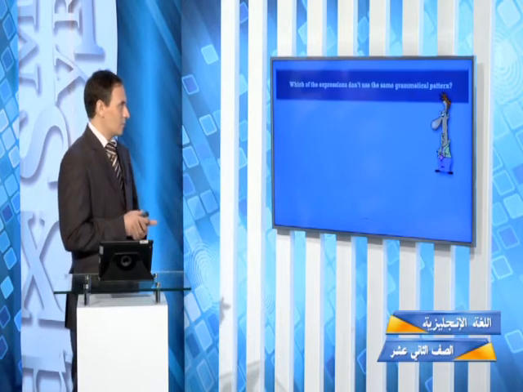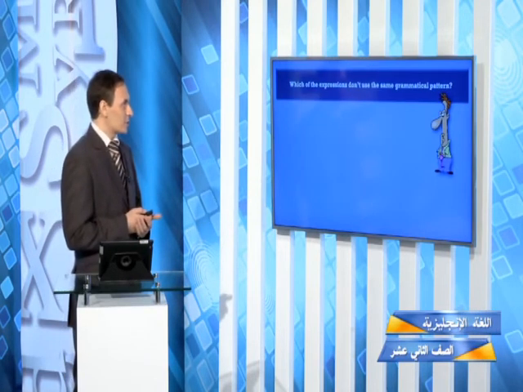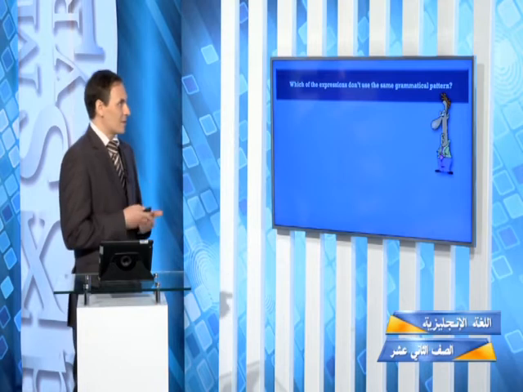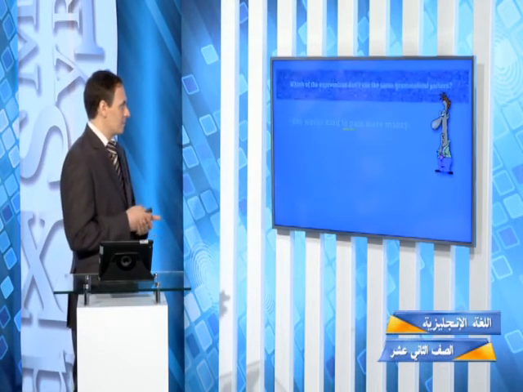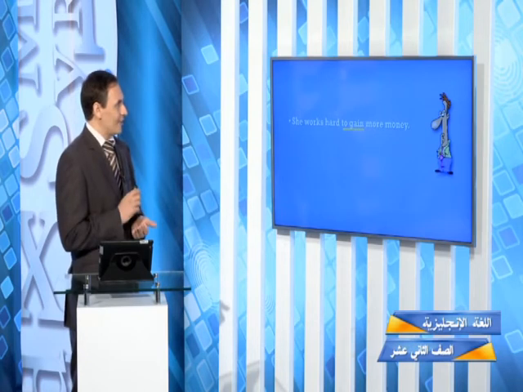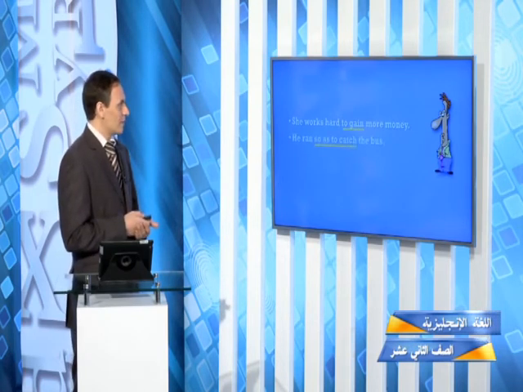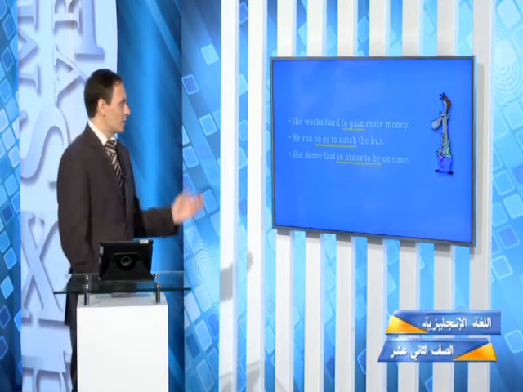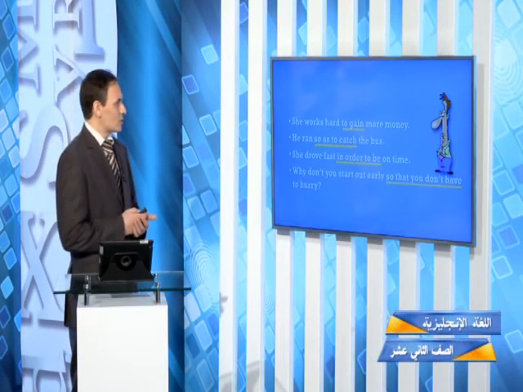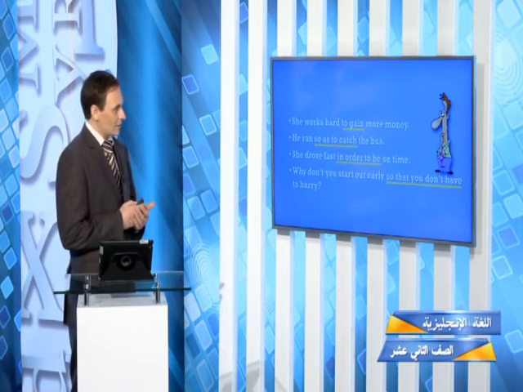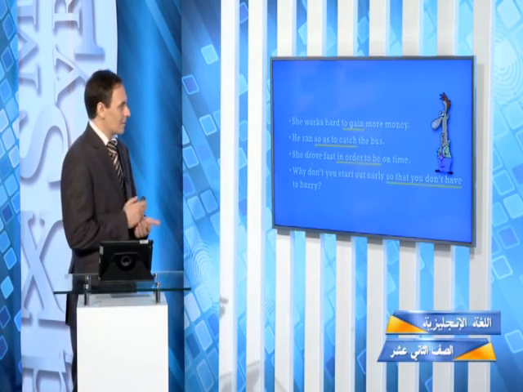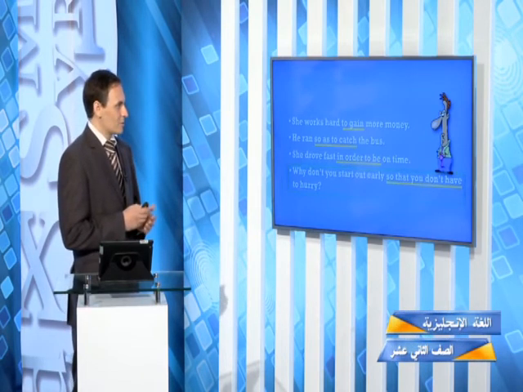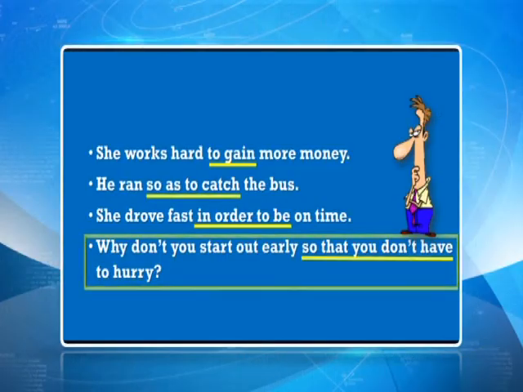Right? Good. Now, which of the following expressions don't use the same grammatical pattern? She works hard to gain more money. He ran so as to catch the bus. She drove fast in order to be on time. Why don't you start out early so that you don't have to hurry? Come on, it's so easy. This is the sentence that uses a grammatically different pattern, okay? So that you don't have to hurry.